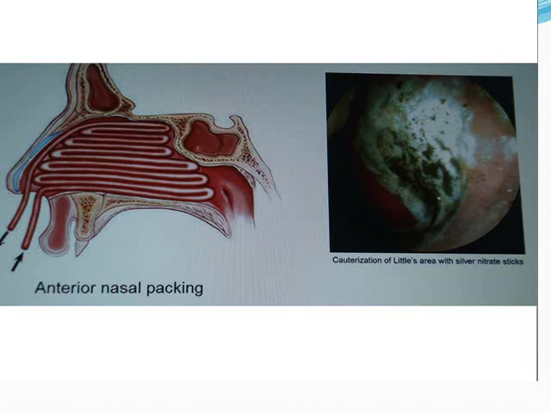This figure, the first figure, shows the anterior nasal packing, and the second figure shows the plunging which occurs after chemical cautery.